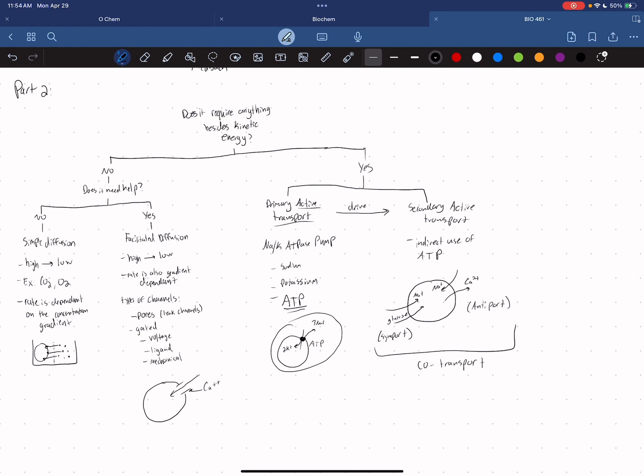So these are the different examples of the protein-mediated transport that we have discussed in class and how each one of them works based on its requirements of anything besides kinetic energy. We have simple diffusion, facilitated diffusion with different types of channels, primary active transport that uses ATP, and secondary active transport, which uses the concentration gradient provided by the primary active transport.